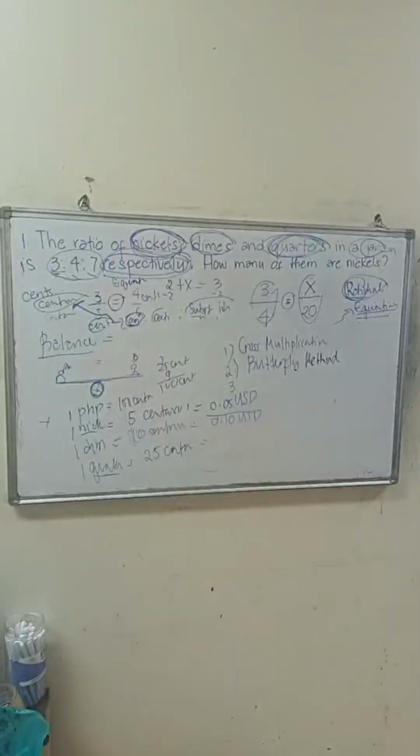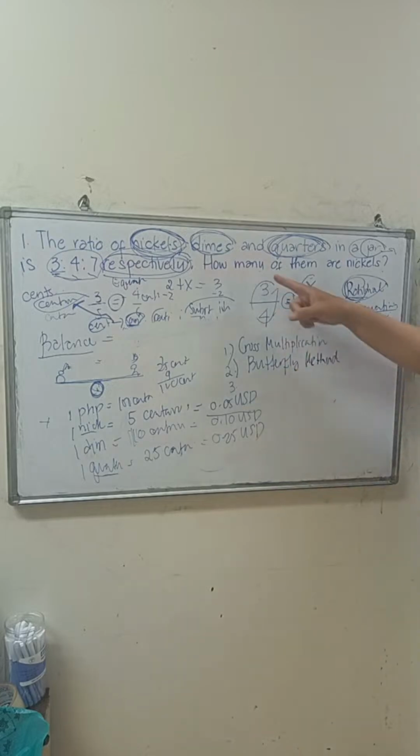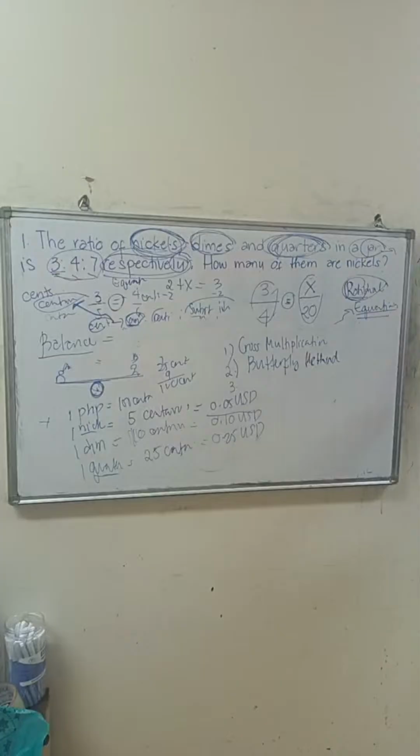And the cents also, since this is expressed in decimal point. So this is 0.25 US dollars. Get the point? Okay, so these are the equivalents of these nickels, dimes, and quarters. So why do I explain that? Because it is involved in our problem.